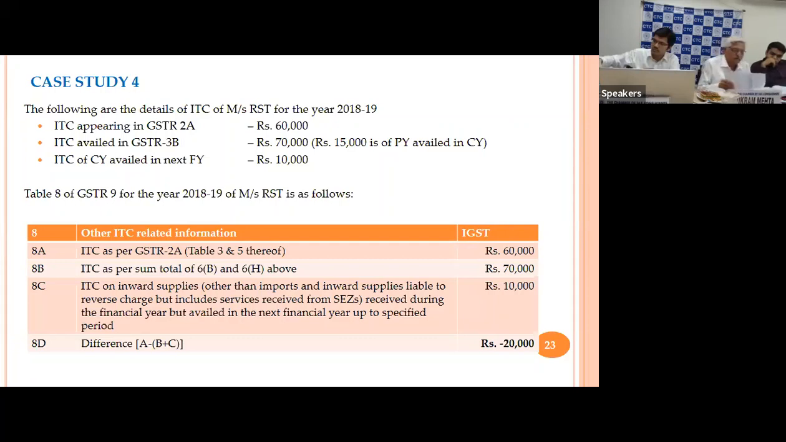Yes. Right. That can be a way of showing it. Although I personally show whatever credit is reflected in the 6A auto-populated figure. The breakup of that is what we usually show in 6B to 6H. The idea is that whatever credit I have availed, I have to give a breakup of that.